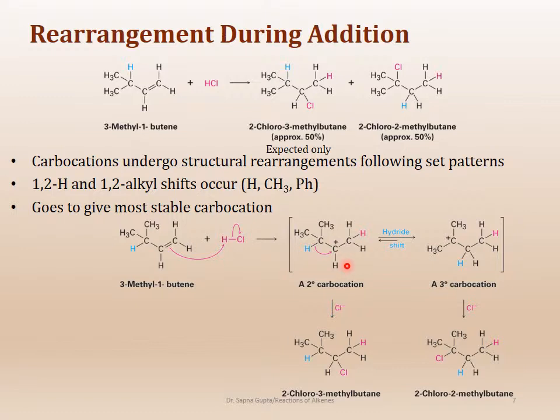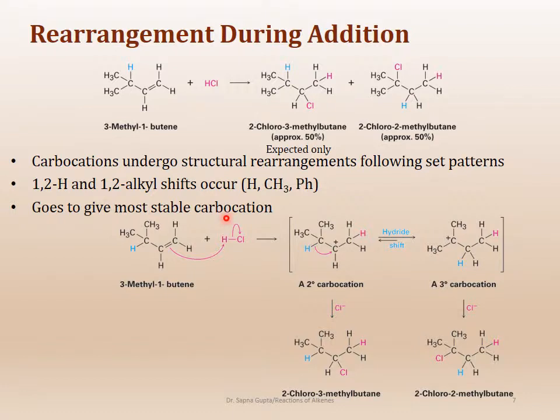But because it's a secondary carbocation, both of these products are almost equal in quantity. And this happened only because of the rearrangement, that you ended up getting two products. If there was no rearrangement, obviously you'd have only one. And remember again, the rearrangement happens only to give the more stable carbocation. Otherwise, rearrangement is not going to happen.